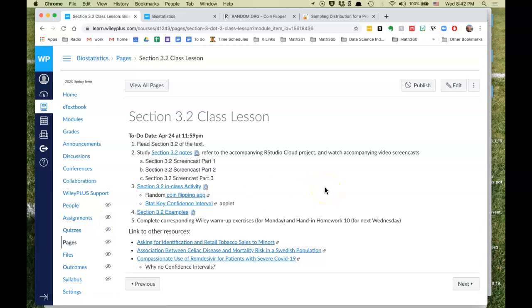Hi guys, welcome to section 3.2 on confidence intervals. So there's quite a bit in this section. Well, actually, this section is kind of a setup for what's coming, the mechanics of it.